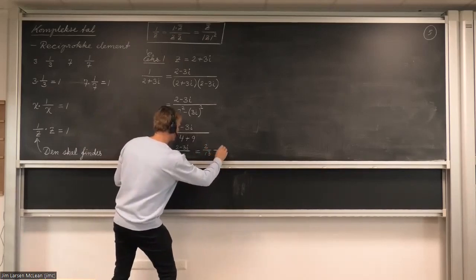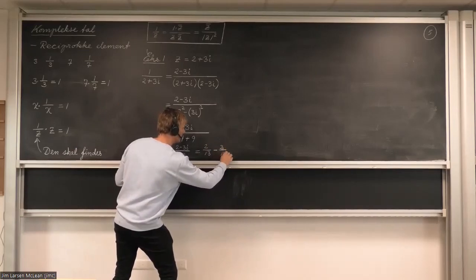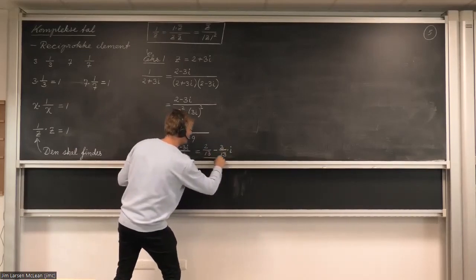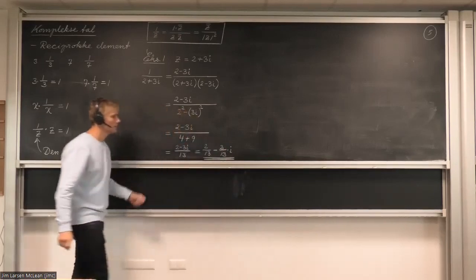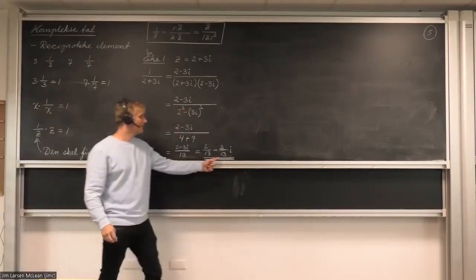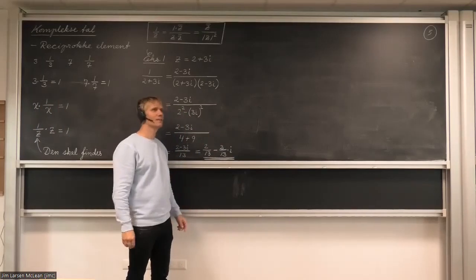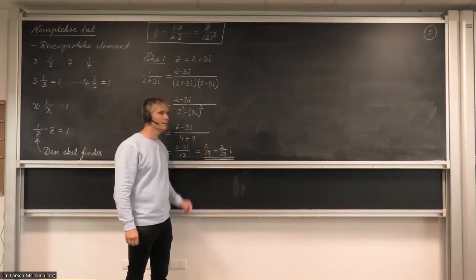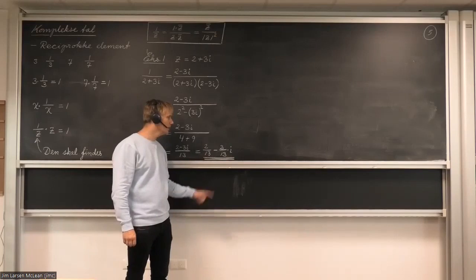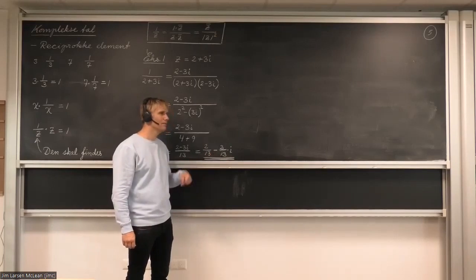Minus 3/13. And then I'm done. Here is the result. Is this a complex number? Yes. How far should I go on the x-axis? It's 2/13. How far should I go down the y-axis? Because there's a minus, it's 3/13.